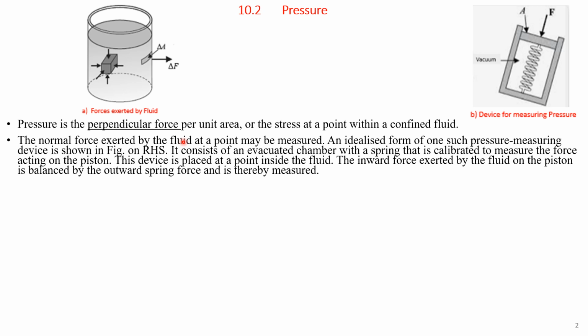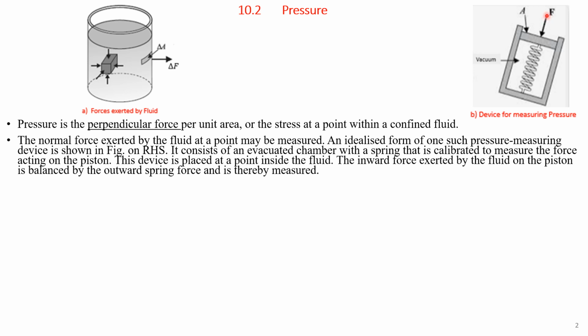The normal force exerted by the fluid at a point may be measured. An idealized form of one such pressure measuring device is shown in the figure on the right hand side, that is figure B. This consists of an evacuated chamber with a spring. This spring is calibrated to measure the force acting on the piston.